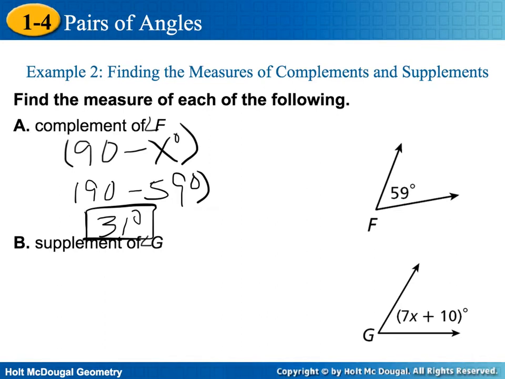So if I had an angle of 31 degrees and I call it angle H, angle H and angle F are complementary. Okay, next I want you to find the supplement of angle G. Go ahead and try to do this one on your own, and let's see if we get the same answer. You're going to do it the same way that you did up here, except you're going to put in 180 instead of 90. And instead of 59, you're going to put in 7x plus 10.